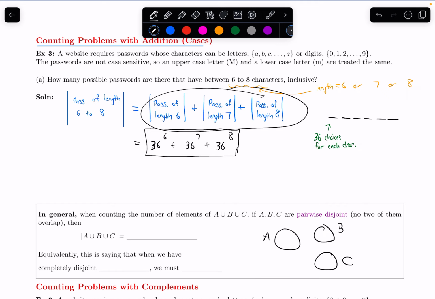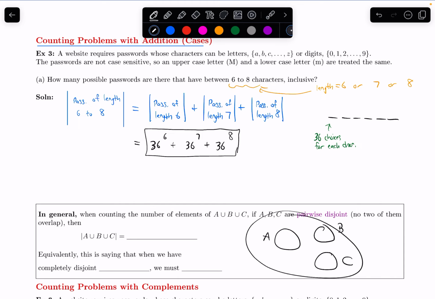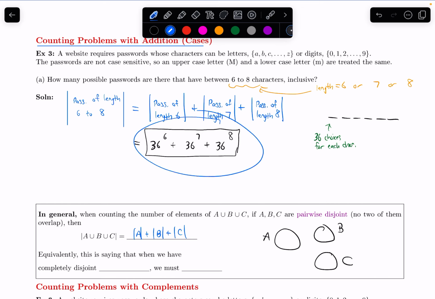And that's what's happening here, because if a password has length 6 versus length 7 versus length 8, well, there's no overlap in those 3 cases. It can't have length 6 and length 7 at the same time. So it turns out if there's no overlap and I'm counting the number of things in the union, it's just going to equal the number of things in the first set plus the number of things in the second set plus the number of things in the third set. And that's what we saw here.